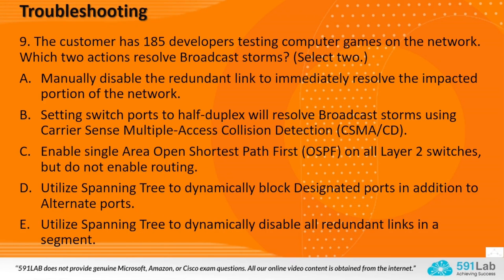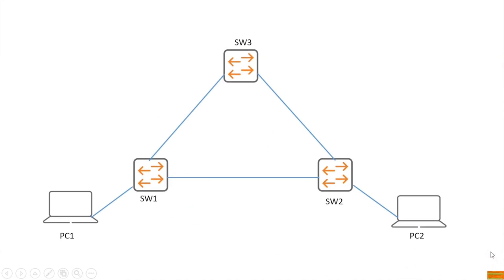Let's go to the next question under troubleshooting. Question number 9. The customer has 185 developers testing computer games on the network. Which two actions resolve broadcast storms? Need to understand how the broadcast storm is created. In this image, you can see there are three switches interconnected. So there's redundant links among these three switches.